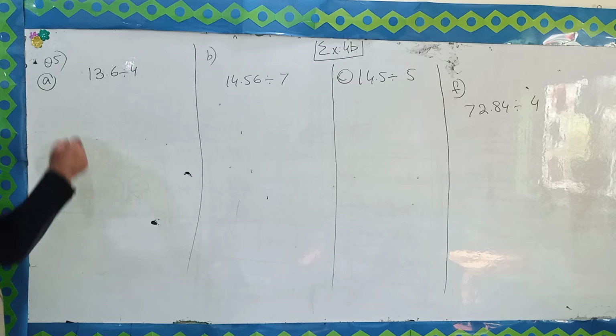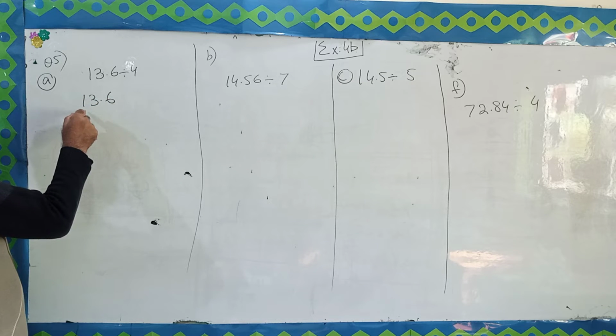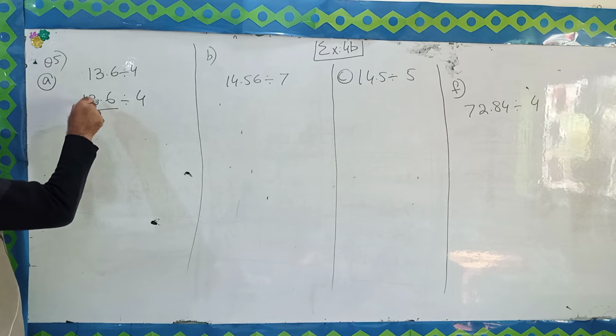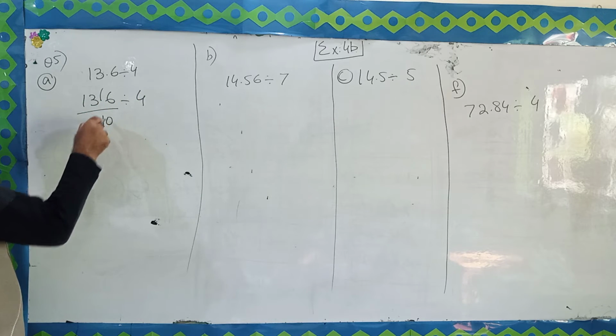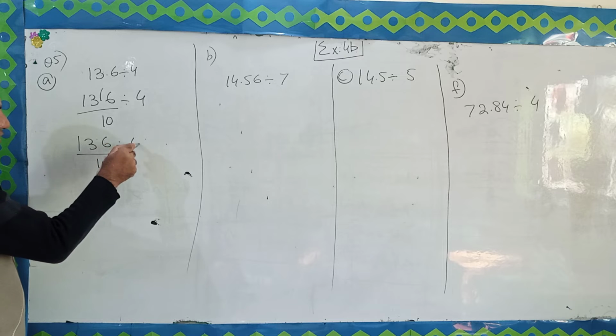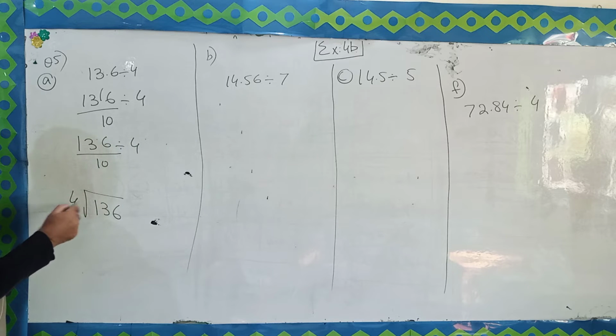Question number 5, here we will divide the sums. Here 13.6 divided by 4. So here what happens? Divided by 4 means we write here 10, right? 136 over 10 divided by 4. So first we will divide 136 by 4 without the decimal point.